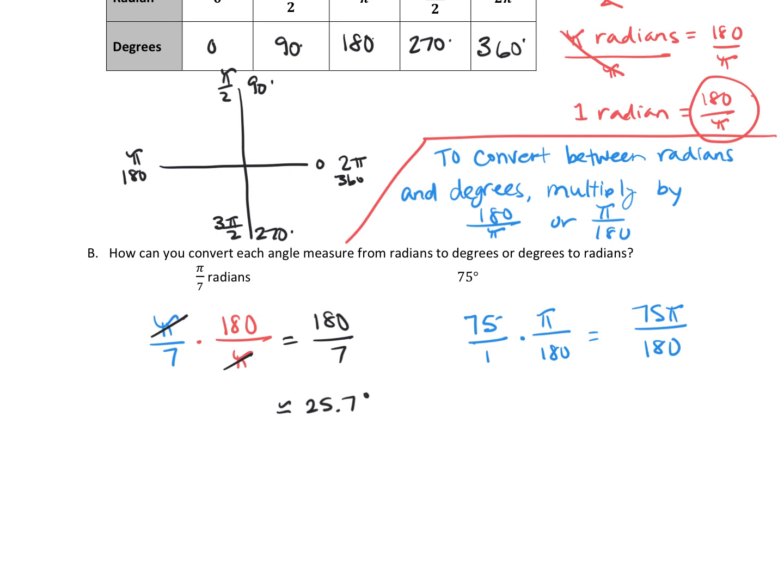Can we reduce this? 75 and 180, you can divide those both by 15. When you divide by 15, you get 5 pi on top. 180 divided by 15 is 12, and then this is in radians. So 75 degrees is the same thing as 5 pi over 12 in radians. Those would be the same angle measure. Pi over 7 in radians is the same thing as 25.7 degrees.